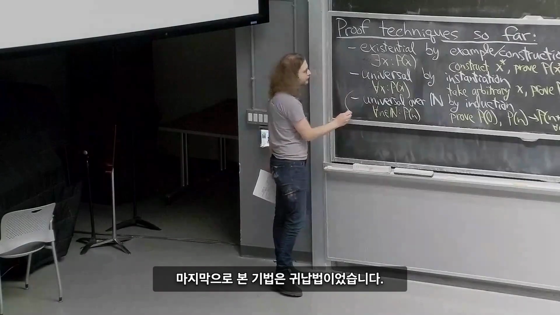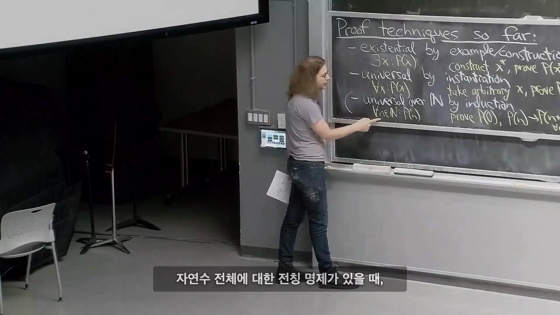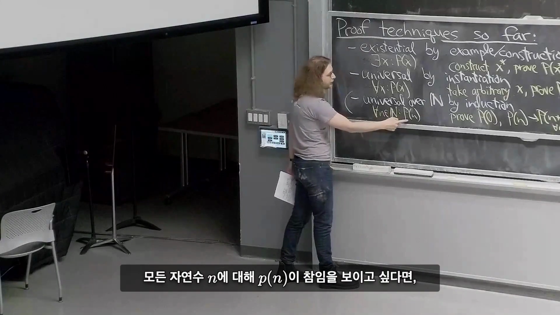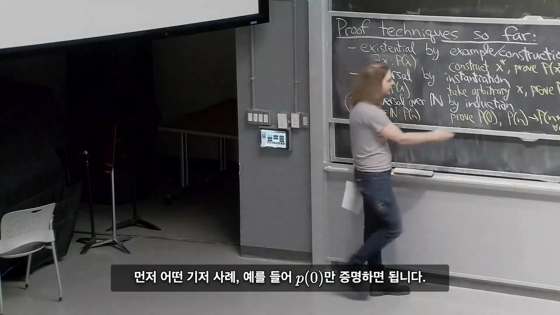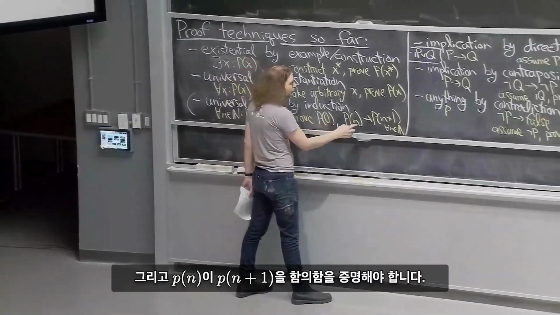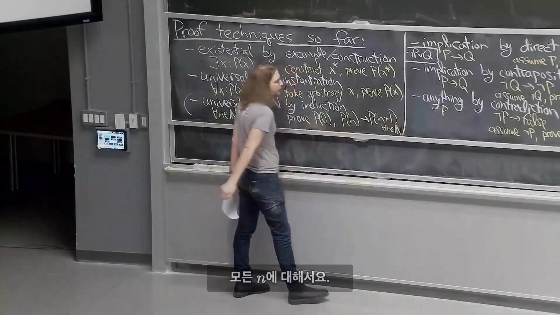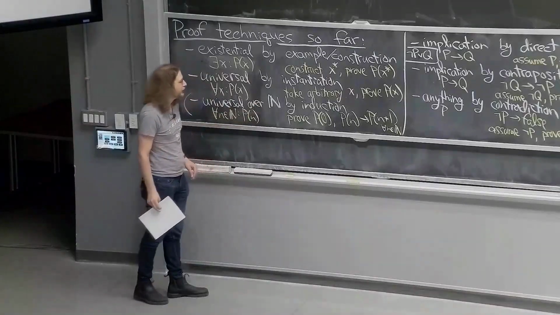And the last technique we saw was induction, where if we have a universal quantifier over the natural numbers, we want to prove p of n is true for all natural numbers, 0, 1, 2, 3, and so on, then we only need to prove it for some base case, p of 0, and then we need to prove that p of n implies p of n plus 1 for all n. So we'll talk more about induction in a little bit.